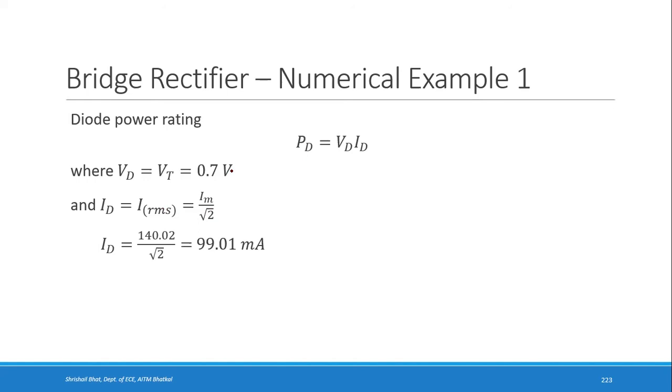So use these values, 0.7 and 99.01, in this equation. What do you get? 0.7 into 99.01 is 69.3. Units for power is watts. Okay, it's not amps. Units for power is watts. It is 69.3 milliwatts. That's the diode power rating.